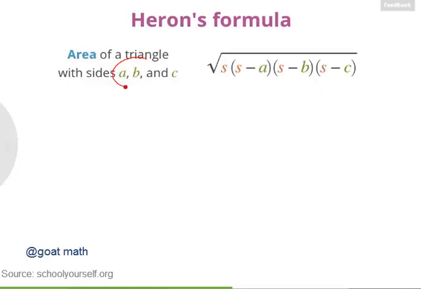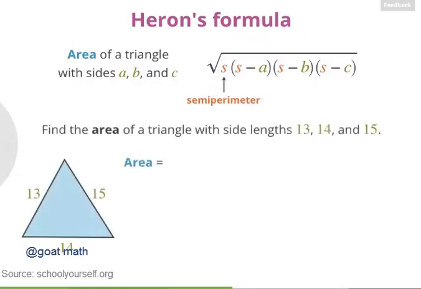For a triangle with sides A, B, and C, you can find the semiperimeter S by adding A, B, and C and then dividing by 2. Then you can use this formula to find the triangle's area. Let's try an example. Suppose you have a triangle with side lengths 13, 14, and 15. What's the area of this triangle? You can't calculate 1/2 base times height because you don't know the height of this triangle. But you do know the three side lengths, so try finding its area using Heron's formula. And if you need some help, feel free to ask for a hint.